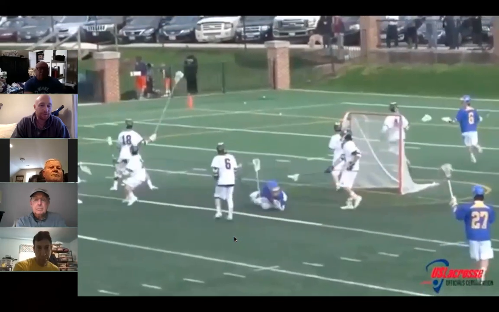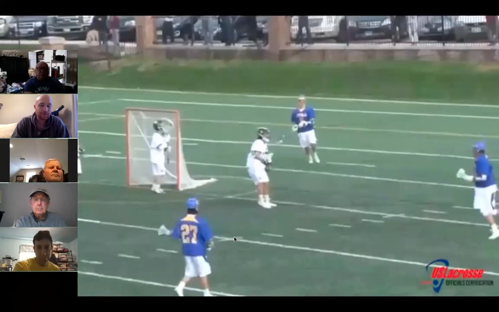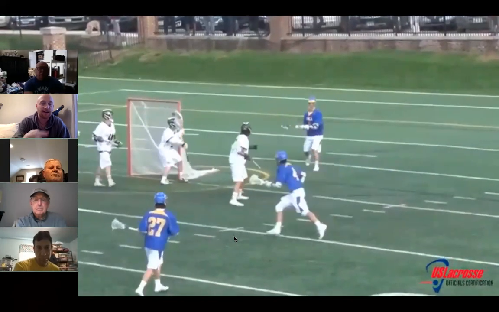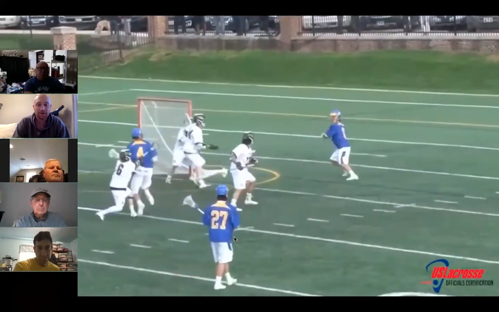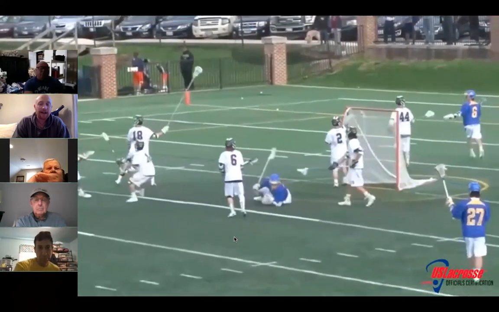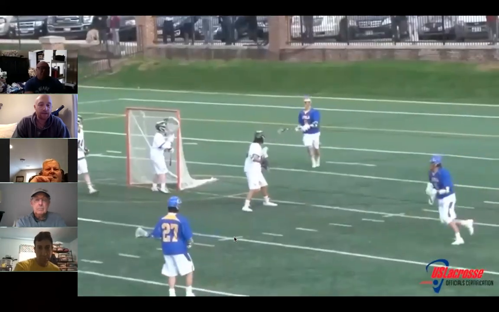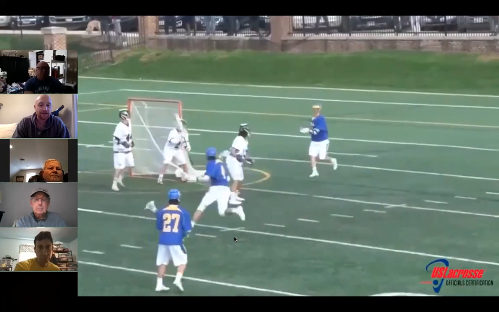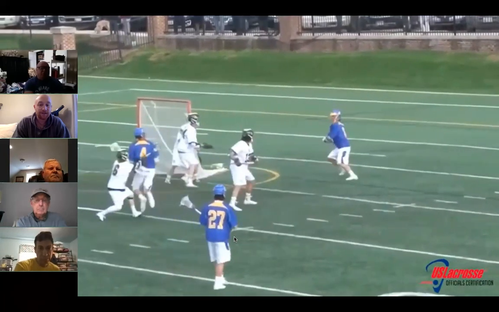Were you watching the player with the ball, or were you using your peripheral vision? Watch this cutting player coming in. Number 6 gives him a little shiver. How far away was that contact? 10 yards, 5 yards? That's definitely more than 5 yards.